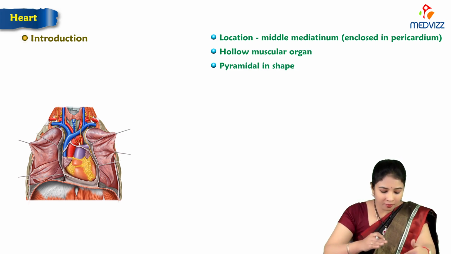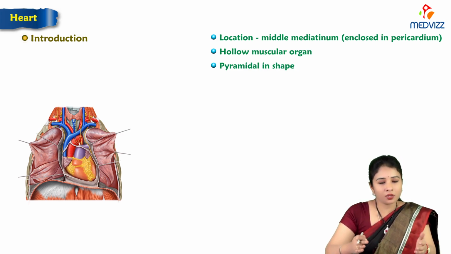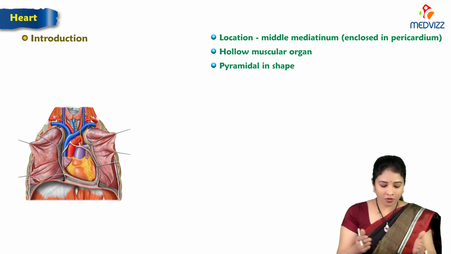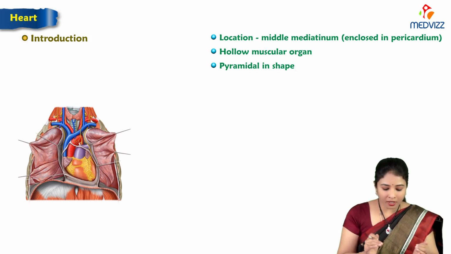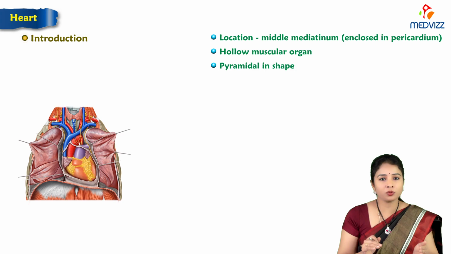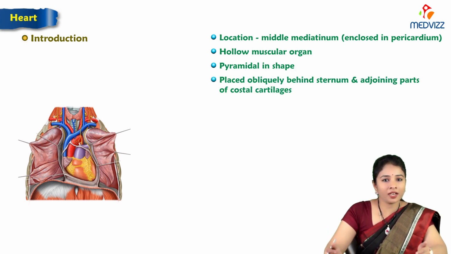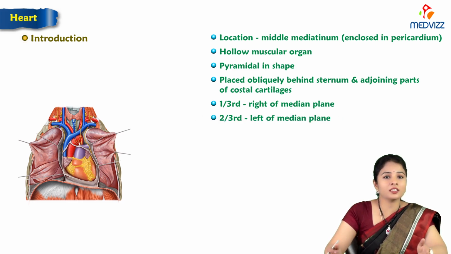So here in this image, the sternum, the anterior part of the ribs and intercostal spaces are removed. Even the lungs are reflected on each side, and the anterior part of the pericardium is removed to expose the heart. We can see it is placed obliquely behind the sternum and adjoining part of the costal cartilages, so that 1/3 of the heart is to the right of the median plane and 2/3 of the heart is towards the left of the median plane.